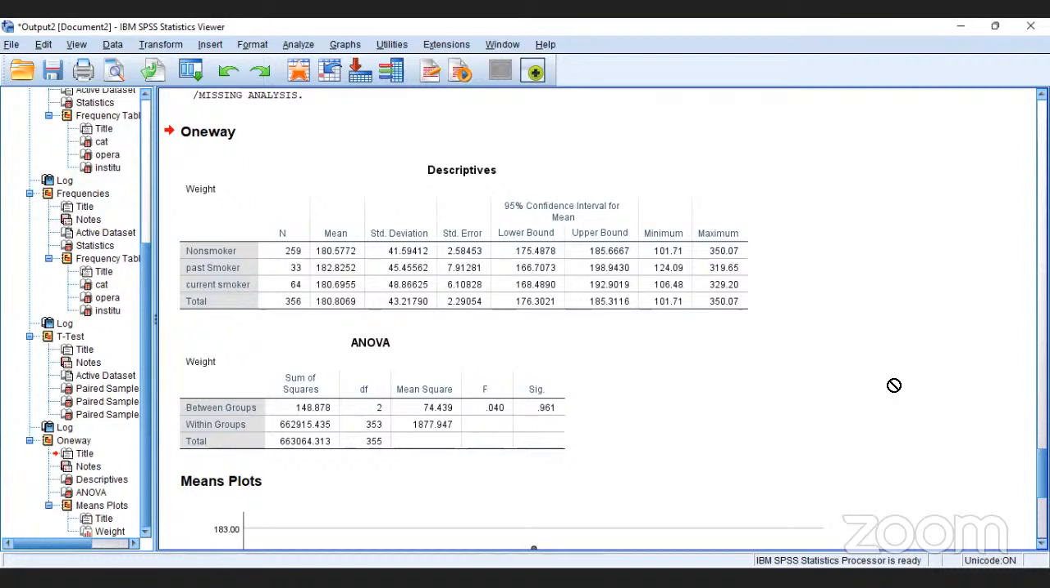Current smokers compared to the other two categories. However, the lowest variation is recorded for non-smokers. Now, since we have seen that we have a difference, the question always comes up: if there is a difference, is that difference significant or not?